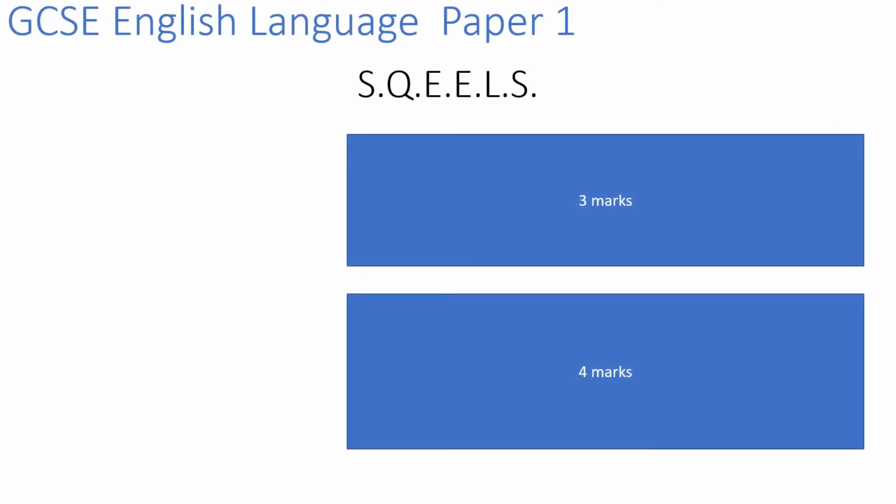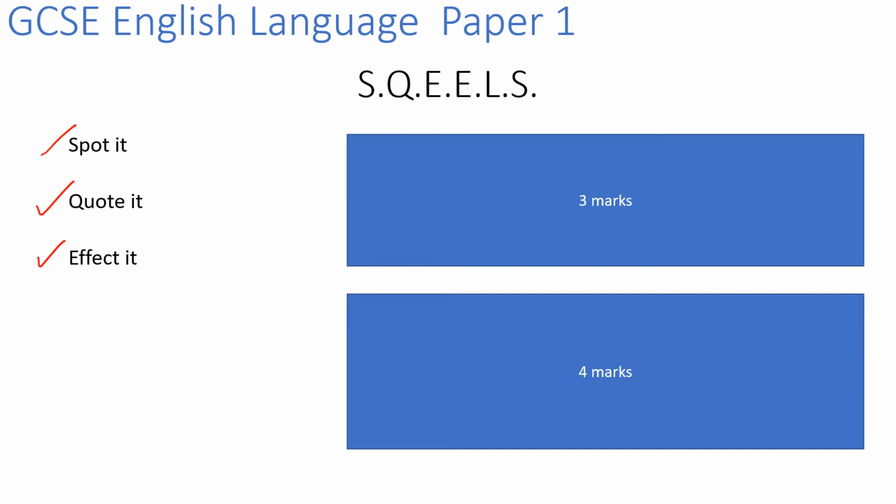Now this is where our Squeals comes in, because if you can spot something in the extract, you can use a quote from the extract, and you can talk about the effect, whether it's a positive or negative thing, then you're on track for getting 3 marks out of 8. So that's what you need to do. And these are the basics. So you need to be able to spot something, to quote something, and talk about the effect of that thing. So those are what will get you 3 marks.